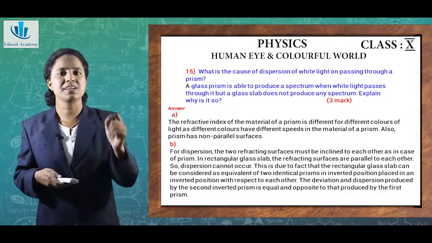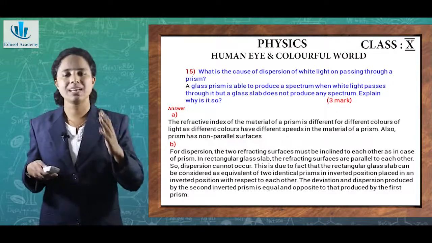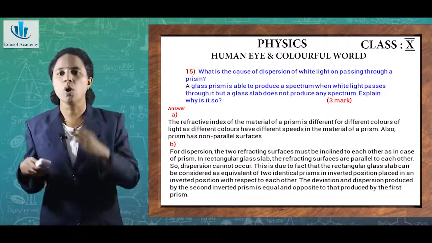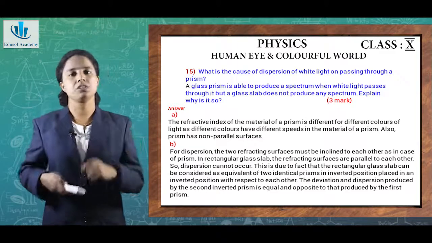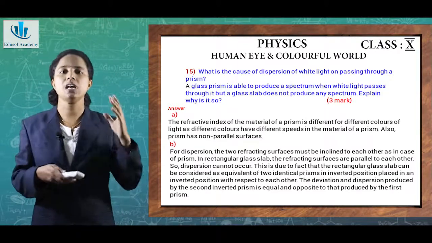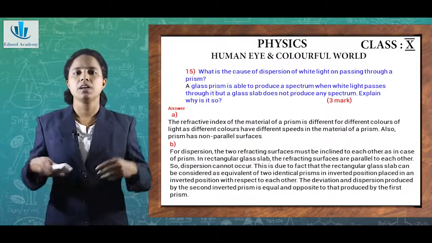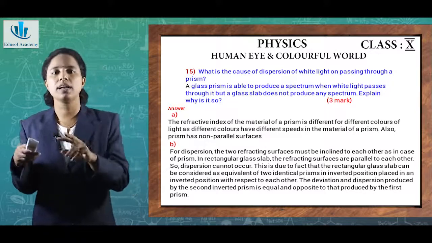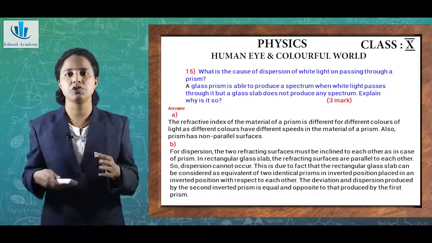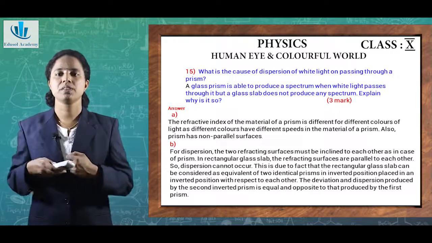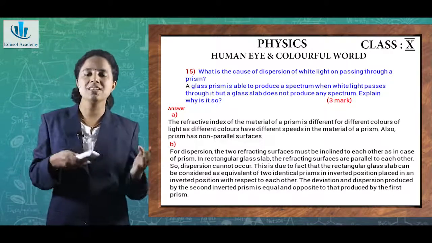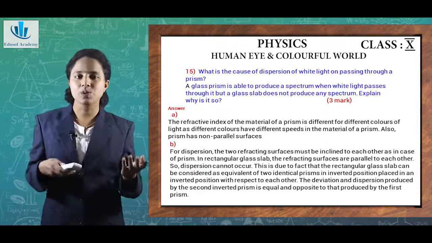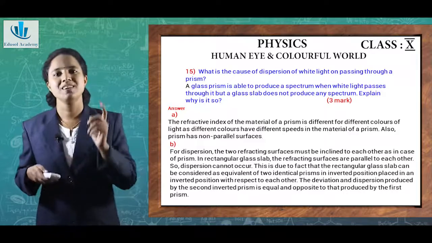But what is the case for a rectangular glass slab? In a rectangular glass slab, you can see that the refracting surfaces are not inclined but parallel to each other. So the dispersion can't occur. And we can consider a rectangular glass slab as equivalent to two identical prisms in inverted position with respect to each other. So the deviation and the dispersion produced by the second inverted prism are equal and opposite to that produced by the first prism.